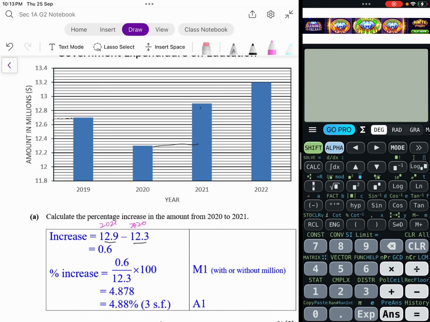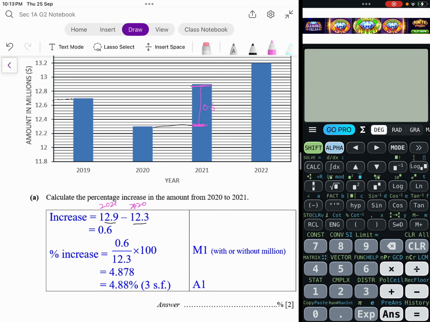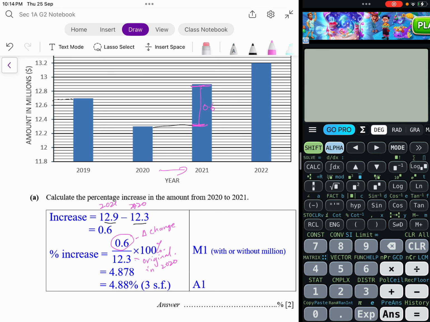So the difference here should be 0.6. So for the percentage increase, you take the change over the original, depending on which one we're comparing from. We're comparing from 2020 to 2021, so the original is 2020, times 100%. So you will get 4.878% to 3 SF.